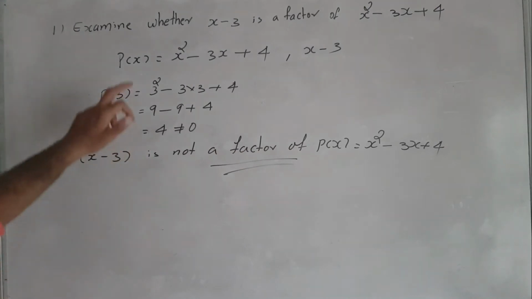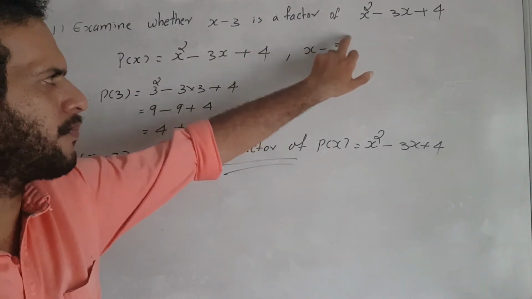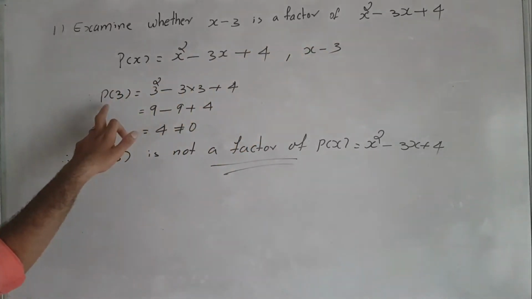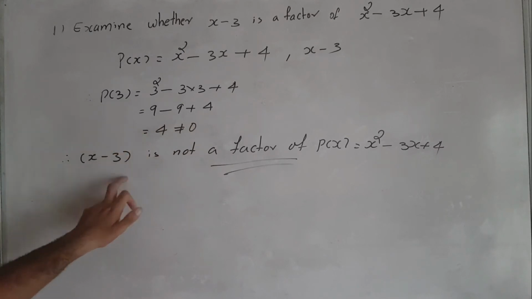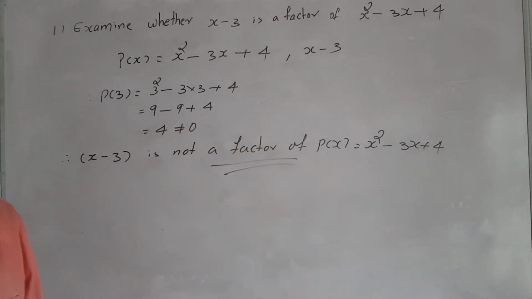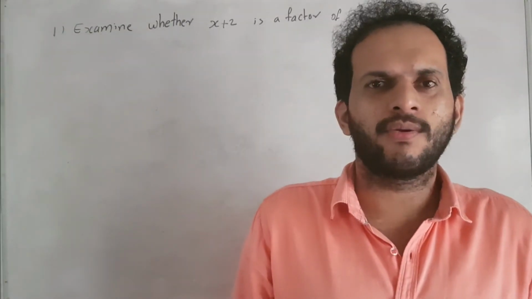Okay, if we divide p of x by x minus 3, then the remainder is p of 3. So we find the value of p of 3. P of 3 is 4, not equal to 0. So we conclude x minus 3 is not a factor of p of x. Is it clear? The idea is clear, am I right? Then we do the next question.